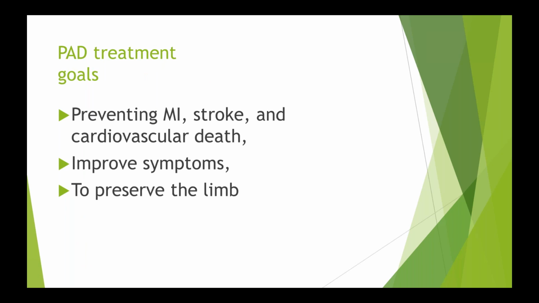Peripheral arterial treatment goals. We try to prevent MIs, stroke, and cardiovascular death, and improve symptoms to preserve the patient's limbs. The goal of the treatment of patients with peripheral arterial disease is threefold. Again, to prevent the MI, stroke, and cardiovascular death, and improve the symptoms and to prevent limb loss.